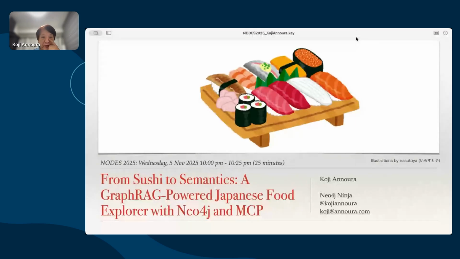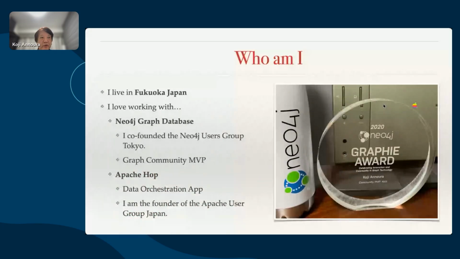So the title is, From Sushi to Semantics, a GraphRAG-Powered Japanese Food Explorer with Neo4j and MCP. I live in Fukuoka, Japan. I love working with Neo4j graph database. I co-founded the Neo4j user group Tokyo, and I'm a Graph Community MVP 2020 and Apache Hop also.